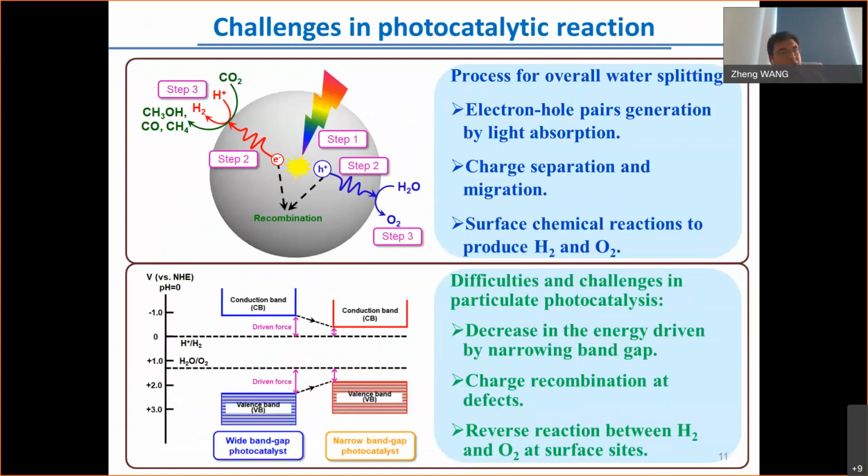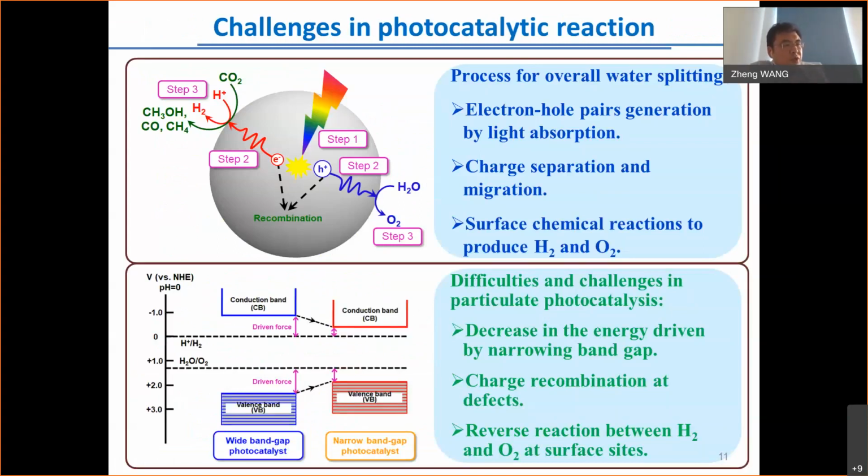In the photocatalytic reaction, there are 3 steps. First, electron-hole pair generation in the bulk of the photocatalyst by light absorption; then charge separation and migration to the surface of the photocatalyst; and finally the surface catalytic reaction.